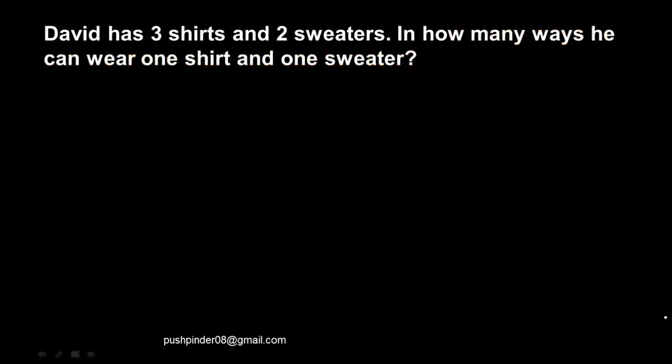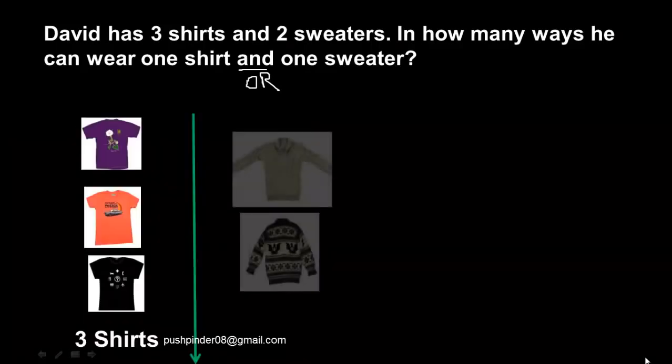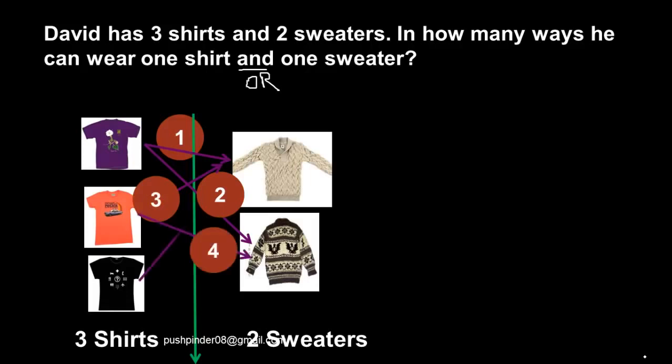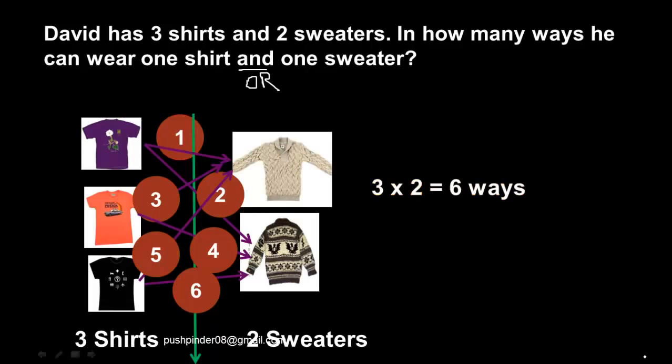What if I twist the question a little bit? I said David has 3 shirts and 2 sweaters, and how many ways can he wear 1 shirt and 1 sweater. So instead of an or, I've placed an and, right? So he has to wear 1 shirt and 1 sweater. So how many ways are there? With this shirt he can wear these 2 sweaters. So 2 ways with 1 shirt, and with this shirt as well, again 2 sweaters, and this shirt as well, again 2 sweaters. So the number of ways he can wear 1 shirt and 1 sweater is 3 into 2, that is 6 ways. Right? So this is simple basic stuff.